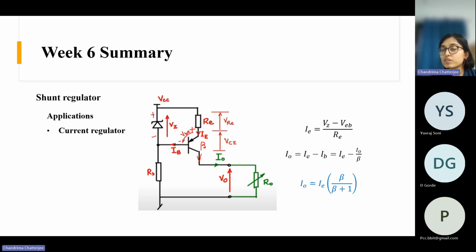You see there is no VCC or R naught. In this expression, you can't find R naught or VCC. So irrespective of this load resistance value, it will maintain a current which is a constant value. Okay. So you can have any value of resistance, but it will maintain the same current, right? So that's how this current regulator works.